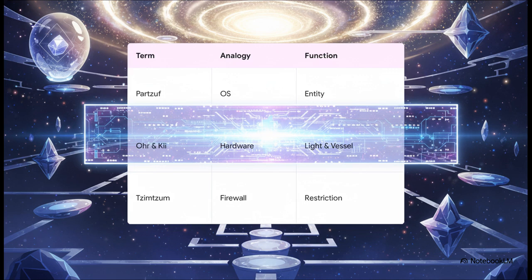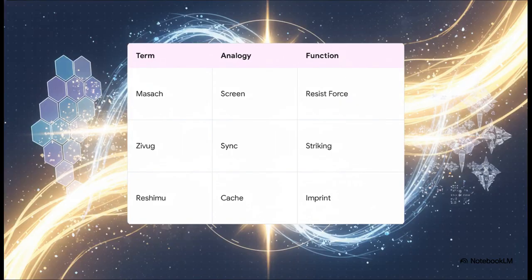The Ohr Ein Sof, that's the light, and the vessel, essentially your data and your hardware. But to prevent a massive system overload, you have Simsum. This acts as a cosmic firewall. It's a deliberate restriction of that initial overwhelming infinite light so that the lower levels can actually handle the data flow. Building on that firewall concept, we have the Masach, which translates to a screen or a filter. This is the resistive force that carefully measures and bounds the light based on the vessel's specific capacity. When the light strikes this screen, a process called haka'ah, a zivug occurs. That's a synchronization or coupling.